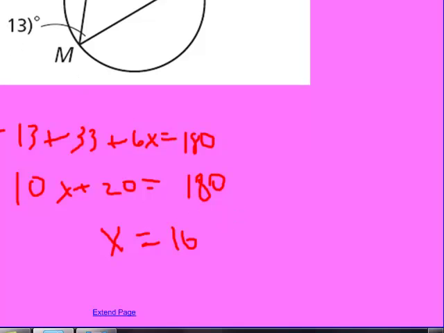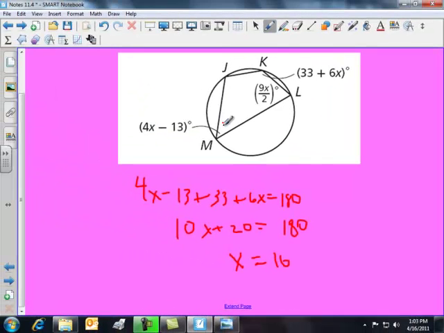So if we plug 16 in for x, this angle right here would be 4 times 16, which is 64, and 64 minus 13 would be 51. Now if that angle is 51, then the angle opposite that angle, again, because this is a quadrilateral inscribed in a circle, its opposite angle would be 129.